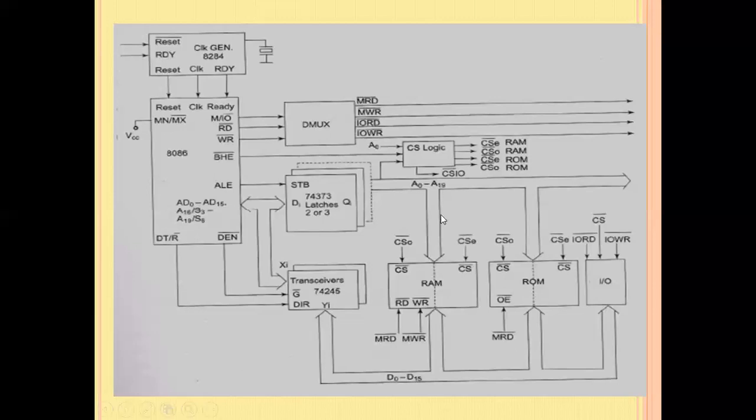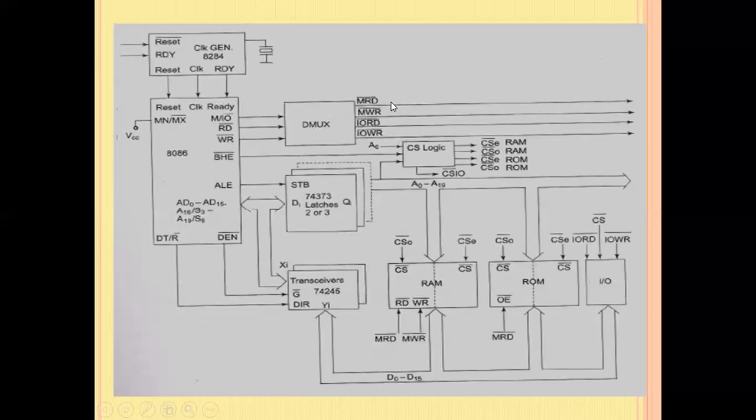For that, you have two more modules. One is called the demultiplexer. The demultiplexer takes inputs from M/IO bar, RD bar, and WR bar. Because of these three inputs, it is going to give four outputs: MRD, MWR, IORD, IOWR, nothing but memory read, memory write, IO read, IO write.